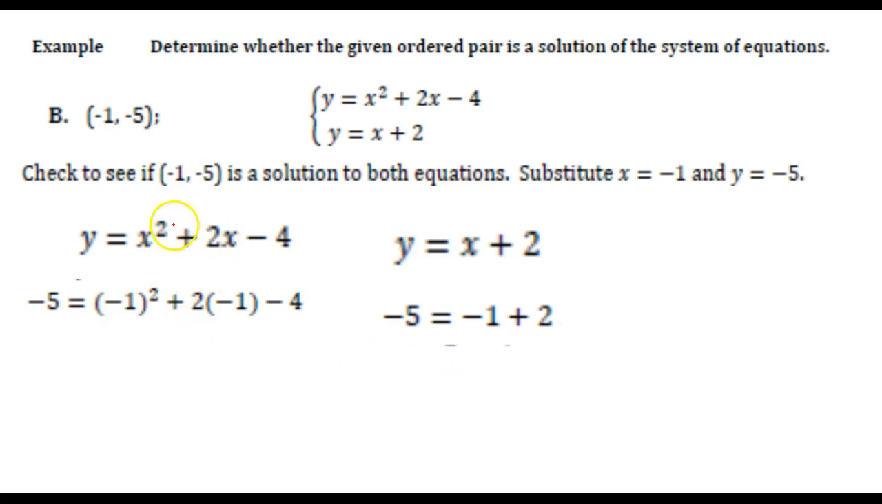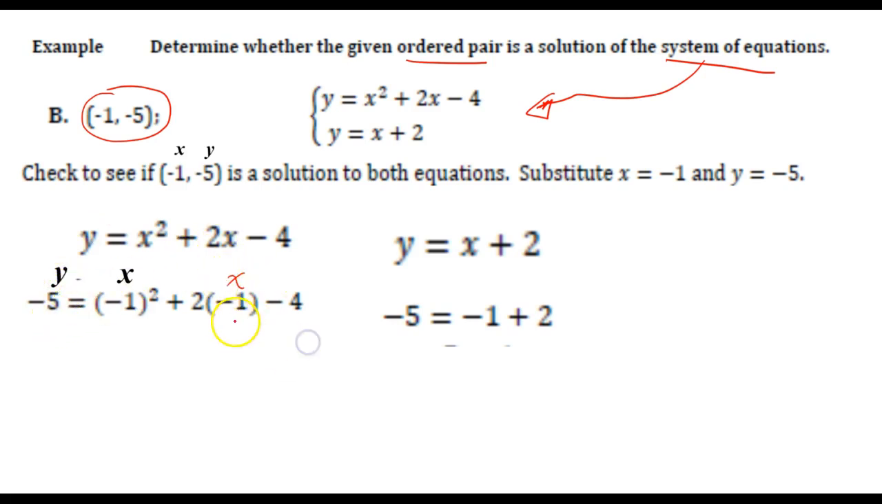All right, let's see about doing this next one. Here they ask again, is this ordered pair a solution for this system of equations? So again, we're going to label X and Y. We're going to replace X with -1 and Y with -5, and also replace the other X as well. We're going to go ahead and work this out. So that would be 1, -2, -4. And it looks like -5 is equal to -5.